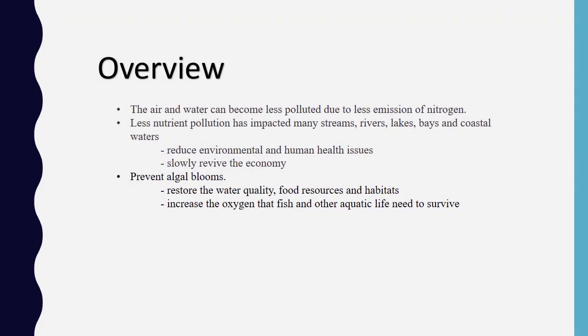Overview. The air and water can become less polluted due to less emission of nitrogen. Less nutrient pollution has impacted many streams, rivers, lakes, bays, and coastal waters. This will reduce environmental and human health issues and slowly revive the economies. Secondly, it also prevents algae blooms. This will restore the water quality, food resources, and habitats. It also increases the oxygen that fish and other aquatic life need to survive.